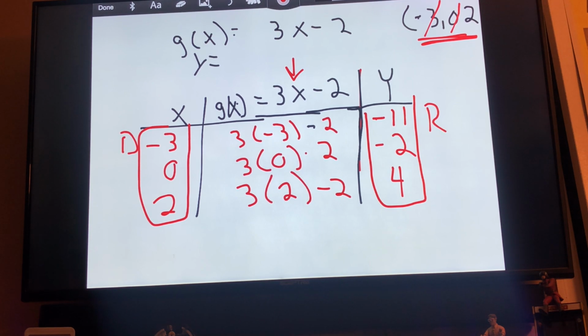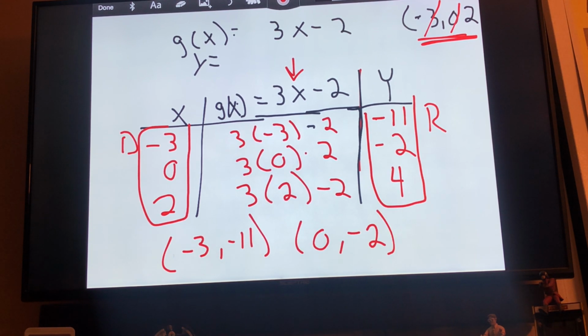And we can set these up as ordered pairs, which is going to be negative 3, negative 11, 0, negative 2, and 2, 4. And guess what, guys? That is your function. So we found our range, our domain, and we found our function. And is it a function? Yes, because what?